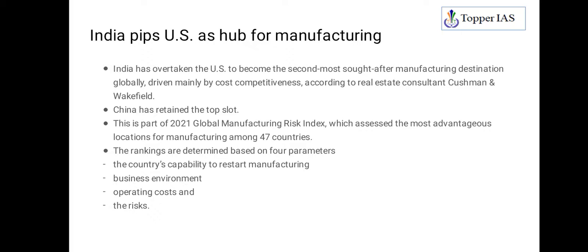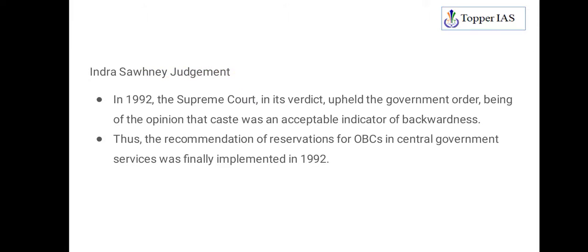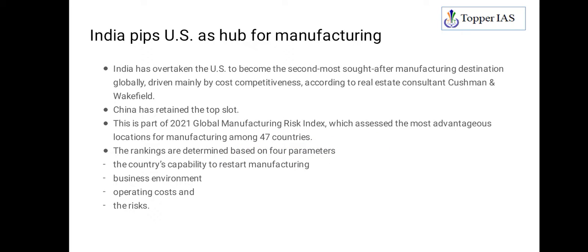So what are the factors that this Global Manufacturing Risk Index considers? There are various parameters like country's capability to restart manufacturing, business environment, operating cost, and the risk. So these are the things which the index considers to rank the countries in terms of favorite manufacturing destinations. Okay, so India ranks second. You remember, what becomes important is, remember, Global Manufacturing Risk Index, India is in second spot, and who brings this report is real estate consultant Cushman and Wakefield. They can ask you this.